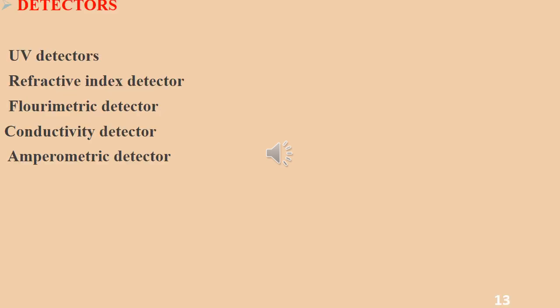Detectors which are used in HPLC: UV detectors, refractive index detectors, fluorimetry detectors, conductivity detector, and lastly amperometric detectors.